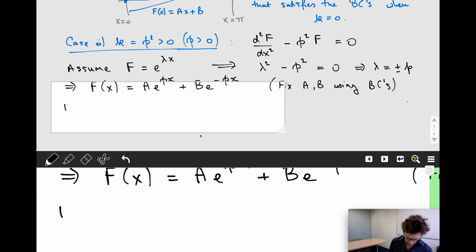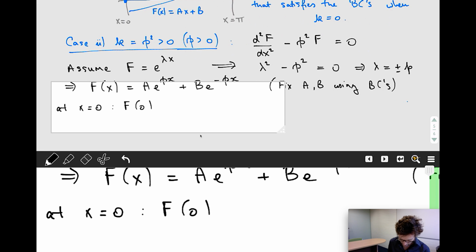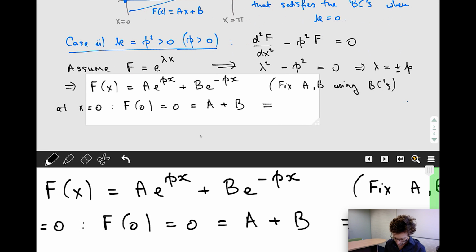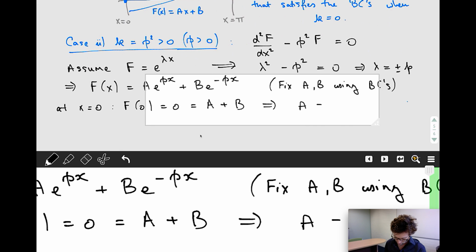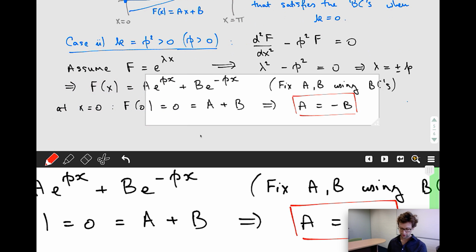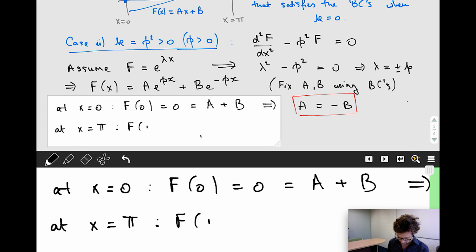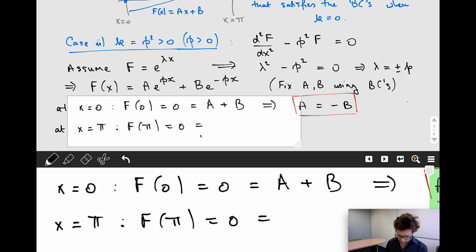So let's look at the first one. I know that at x is equal to 0, I have f at 0 is equal to 0. So let's substitute x is equal to 0 into the form of my solution. So I've got a e to the 0, which is 1, plus b e to the 0, which is 1. So that gives me that a is equal to minus b. I need a second piece of information to fix both a and b. So at x is equal to pi, again the string is tied down there, so f at pi will be 0.